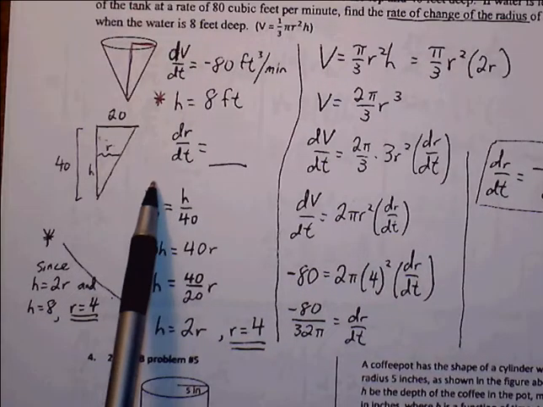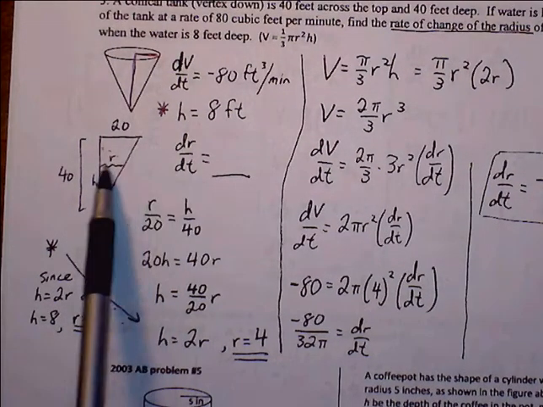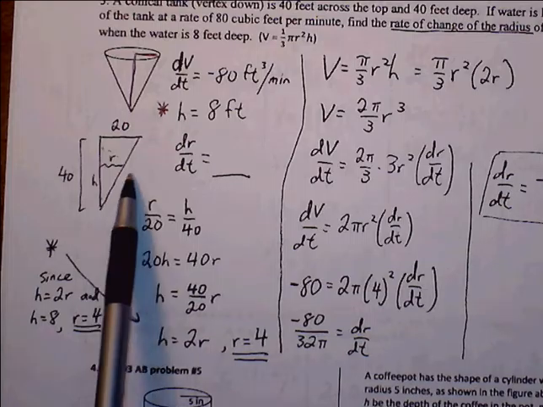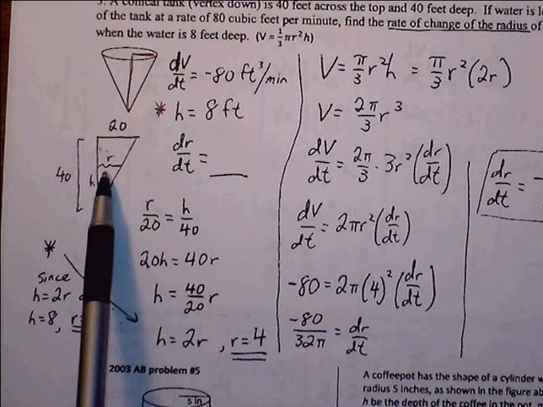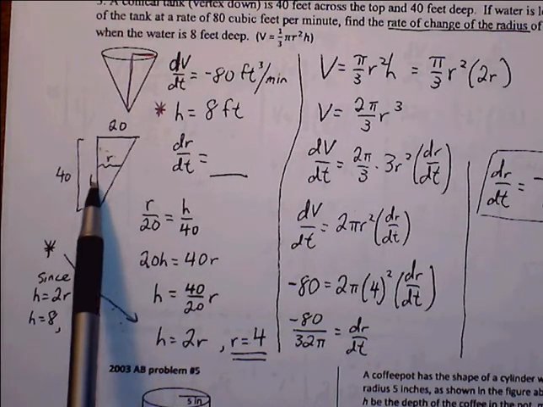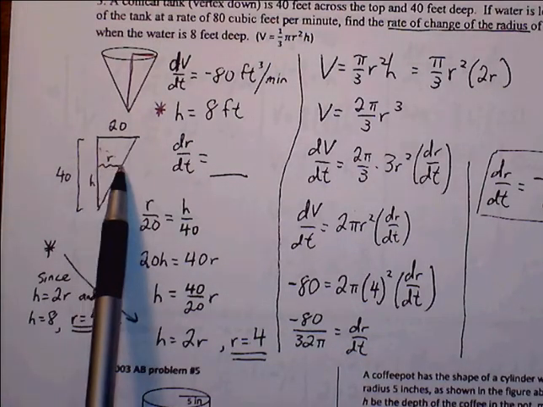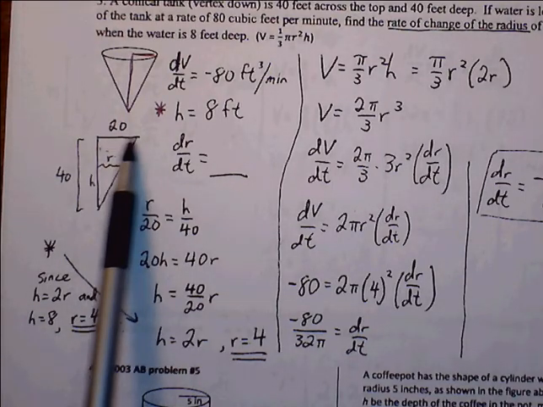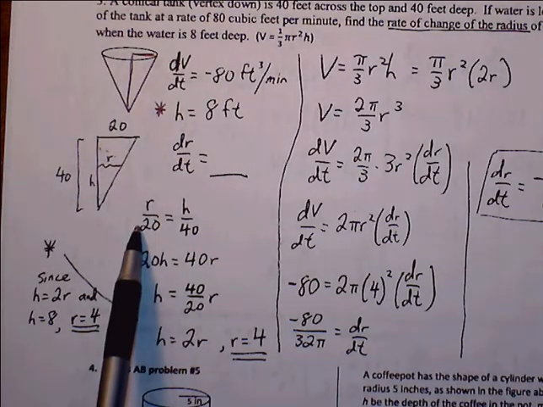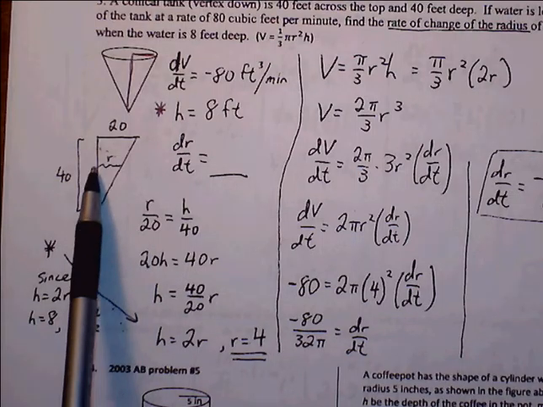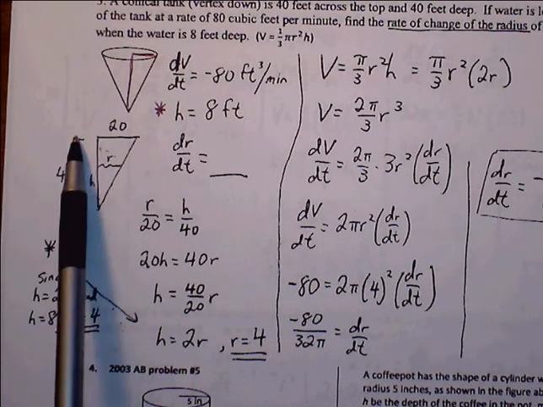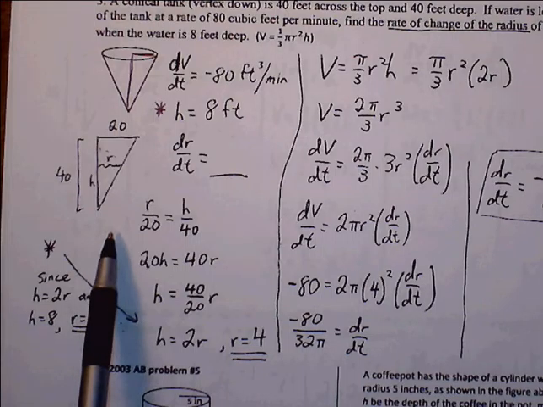So the way that we're going to relate radius and height is using similar triangles. So much like the shadow problem, we can say small radius, so the radius of, in this case, the radius of the water level. Small radius is to the big radius, so r over 20, as small height, which is the height of the water level, over the height of the entire container.